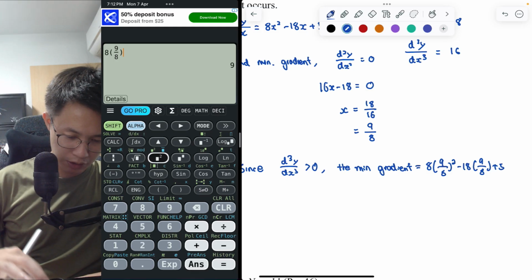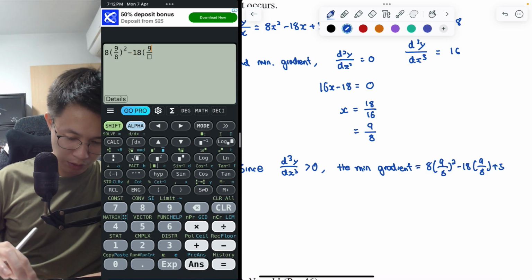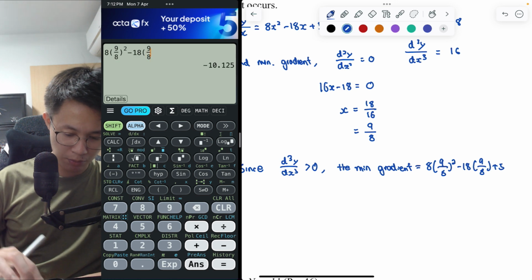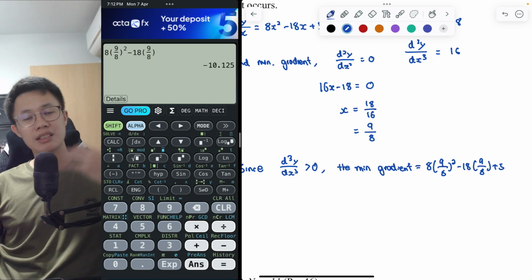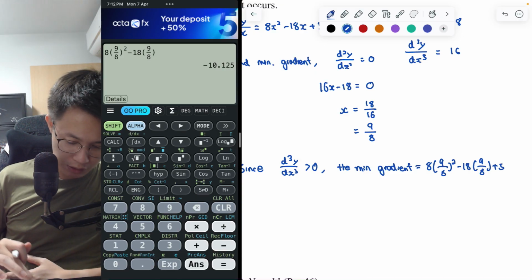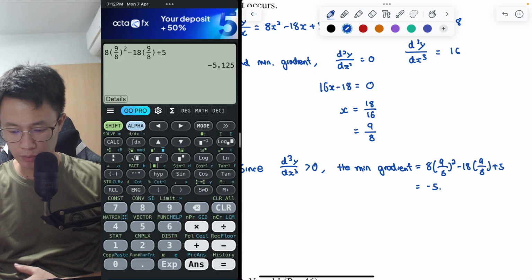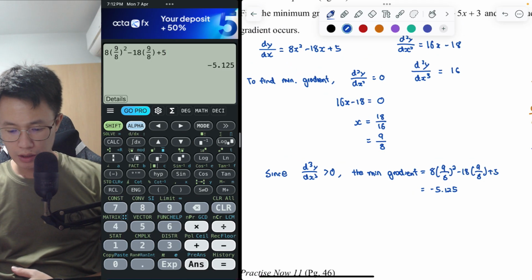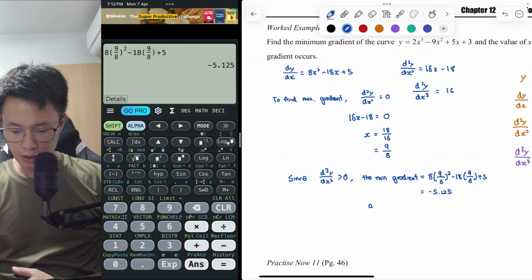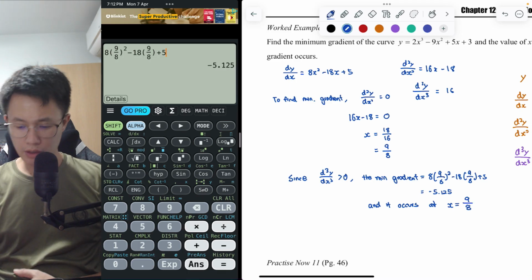While you're keying that in, I just want to say that this is quite unique to mathematics, where we have the gradient of the gradient, and we want to understand that concept well. The minimum gradient here is negative 5.125. And it occurs at x equals 9 over 8. This is very important.